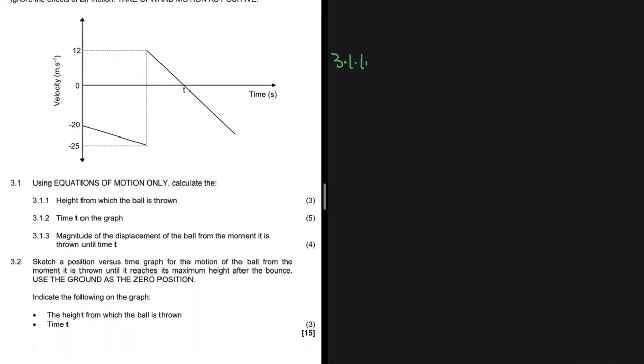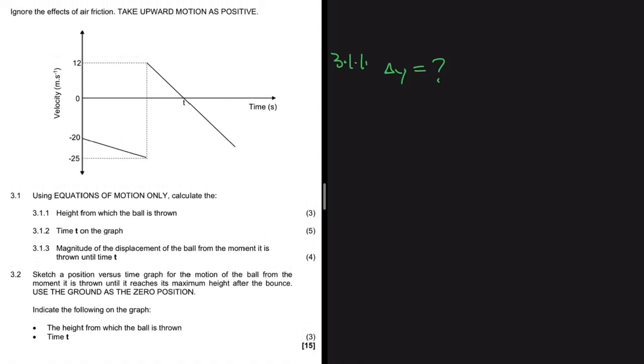And then the first question, 3.1.1, says using equations of motion only, let's calculate the height from which the ball is thrown. So we are looking for delta y, the height at which the ball is thrown. Problem solving 101: we look at the information we have and try to use it to find out what we don't have. So what information do we have here?